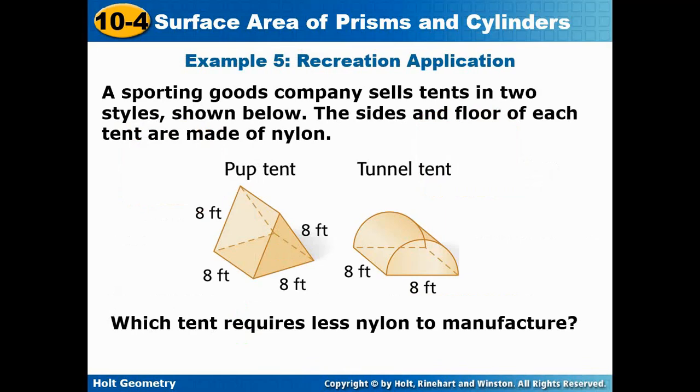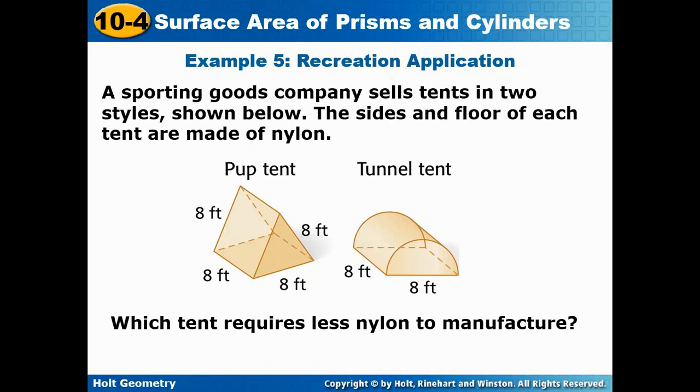Now finally, this example is about application. When do we use the surface area in our real lives? Here, as you can see, we have two figures. A sporting goods company sells tents in two styles shown below. The sides and floor of each tent are made of nylon. Which tent requires less nylon to manufacture? Does the triangular prism need more or less than the half cylinder? This is actually half of a cylinder, not a full cylinder.